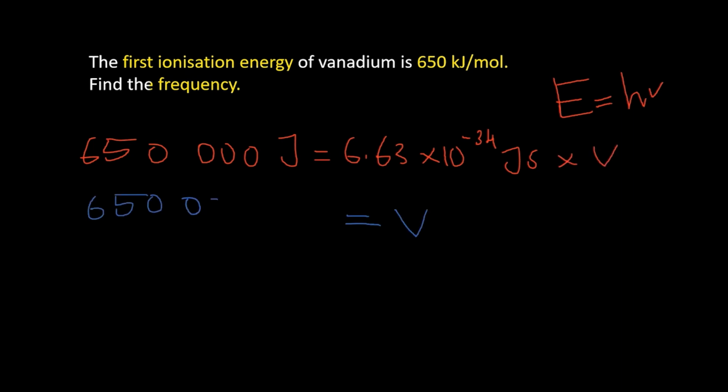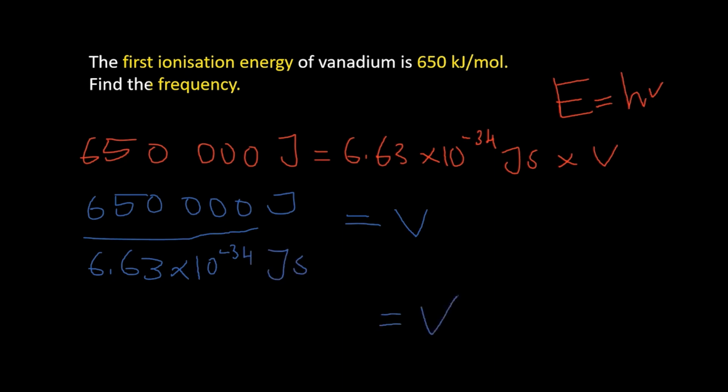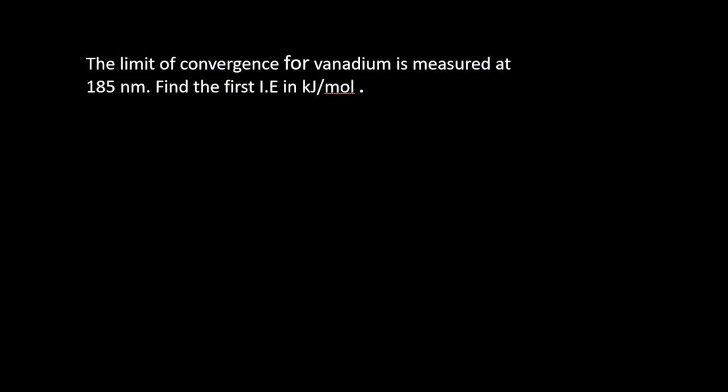Now we have to find the frequency, so we take the energy in joules and divide it by Planck's constant, 6.63 times 10 to the power minus 34 joule seconds. The units cancel out, and we get 9.804 times 10 to the power of 38 per second.